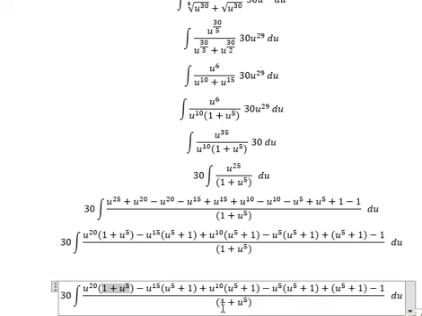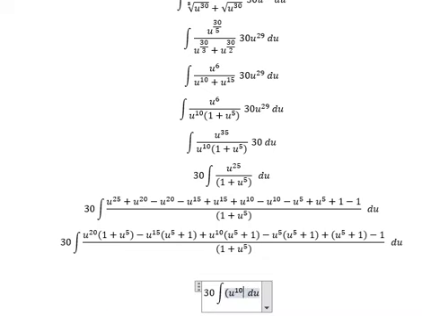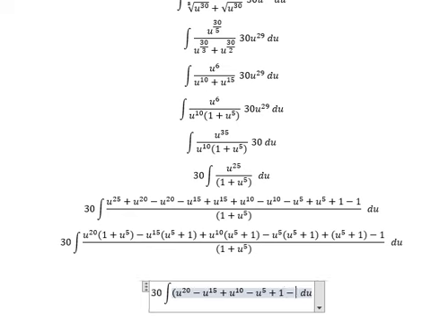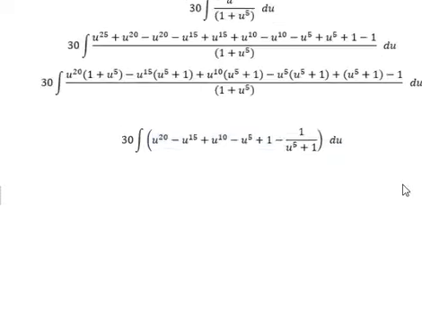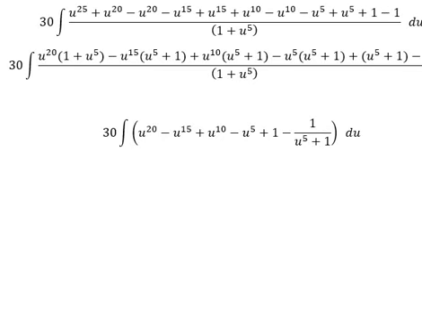So this one divided by this one, and this one divided by this one. So we have it like this. And now we have the formula in here.